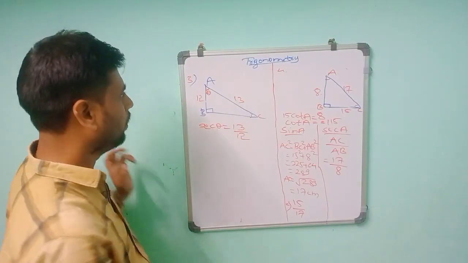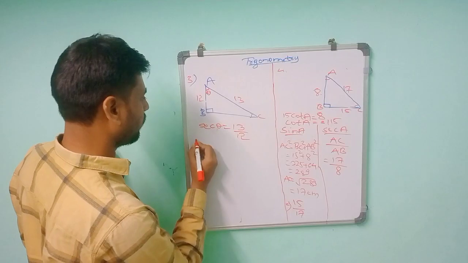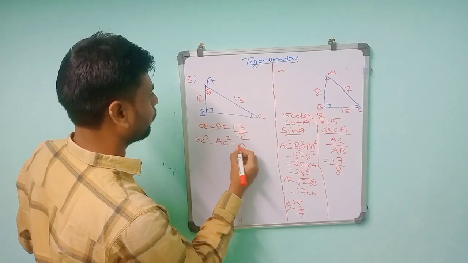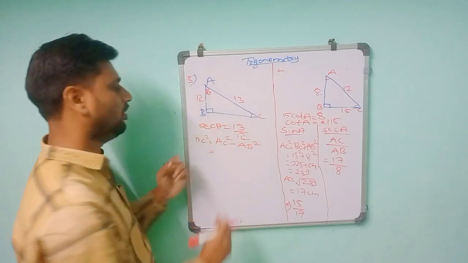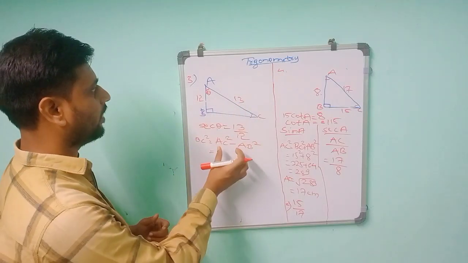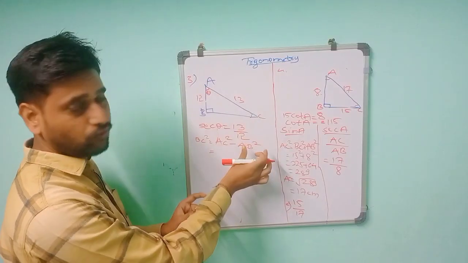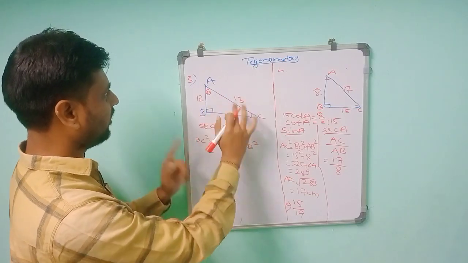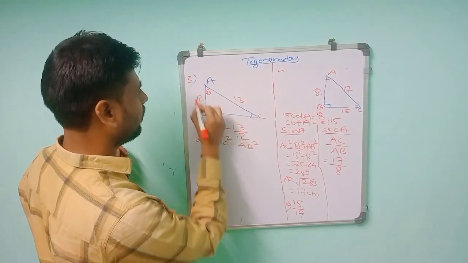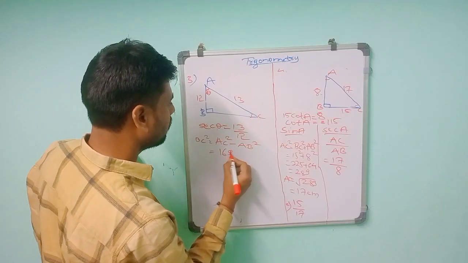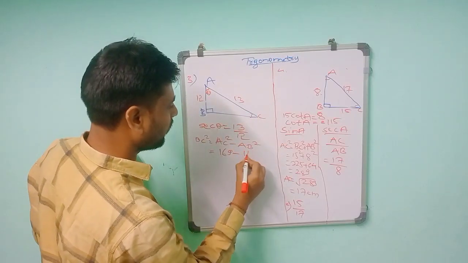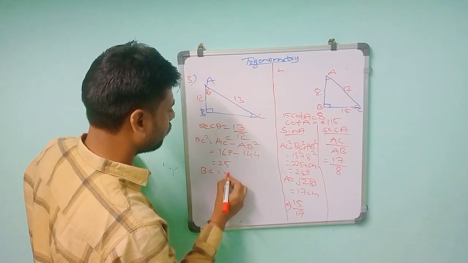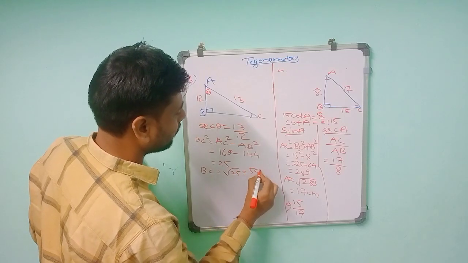So it is 13 by 12. If you know these two values, you can find BC square. BC square is equal to AC square minus AB square. Again the same formula, all of it is the Pythagoras theorem only. AC square is 13 square, 169. AB square is 12 square, 144. So the remaining is 25. So BC will be root of 25, which is 5 centimeter.